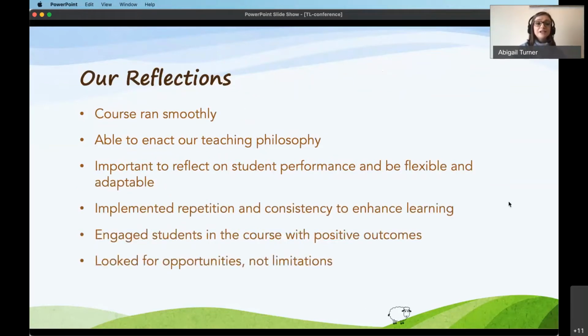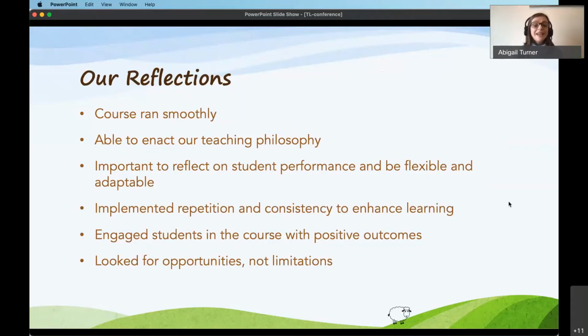And so now I'll get into our reflections on how we felt the course went. Overall, we felt the course ran smoothly. We had few technological issues. We felt we were able to enact our teaching philosophy, and we also came to the realization that it was important to reflect on student performance, to be flexible and adaptable, and to also implement repetition and consistency to enhance students' learning.